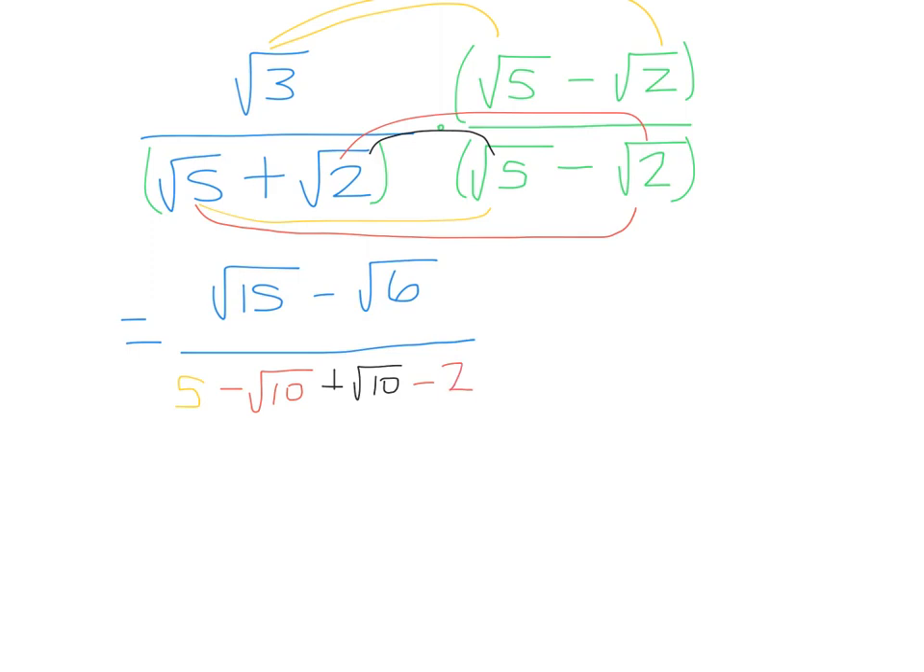Okay, so let's look at what we end up with. The numerator, we have square root 15 minus square root 6. That's simplified as it can be. Now you'll notice that this minus square root 10 and the plus square root 10 cancel each other out. Okay, so that's guaranteed to happen by choosing to multiply by that conjugate. Now we just combine the 5 minus 2. That gives us a 3 in the denominator, which is rationalized. There's no radical. Okay, next example.